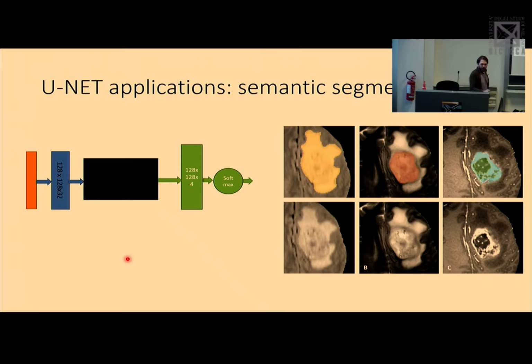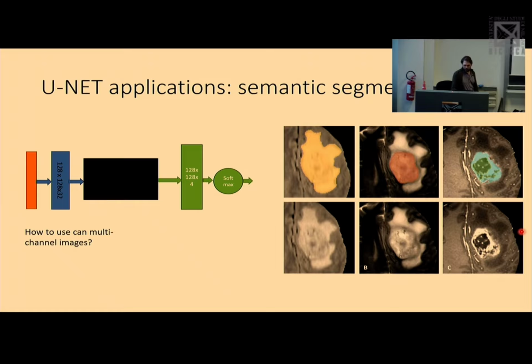The application of the UNet can be multiple. One application, which we will test later on in this course on the BraTS dataset, is semantic segmentation. You have an image in input. You do stuff with your network, which I've depicted as a black box for reasons that you can imagine. And you get a map of labels in output.